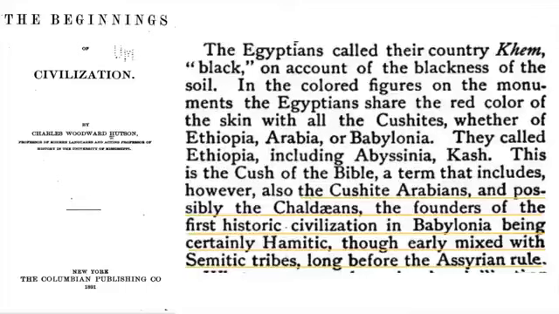And this is from The Beginnings of Civilization by Charles Woodward Hudson. He says, the Cushite Arabians and possibly the Chaldeans are the founders of the first historic civilization in Babylonia, being certainly Hamitic, though early mixed with Semitic tribes long before the Assyrian rule. So yet again, we're seeing Chaldeans being connected to Cushite Arabians, which could be your Joktonites, and being connected to Hamitic peoples, which is very interesting.